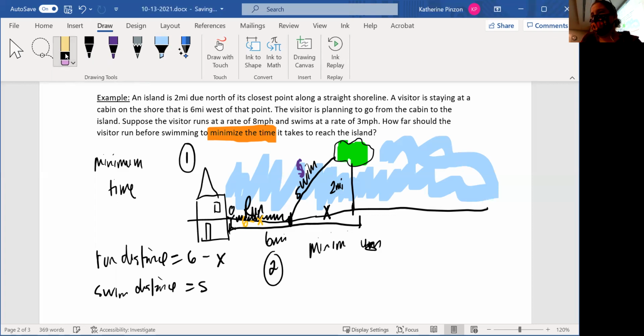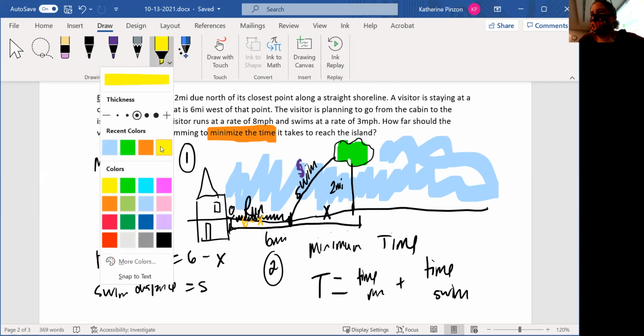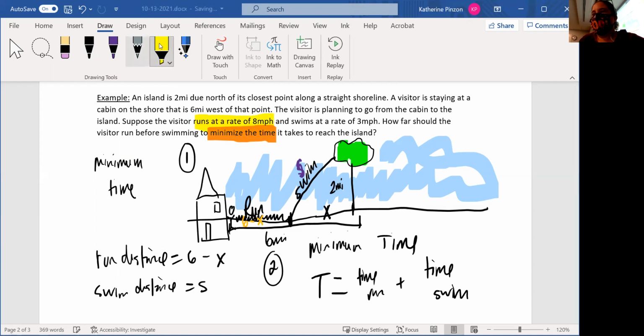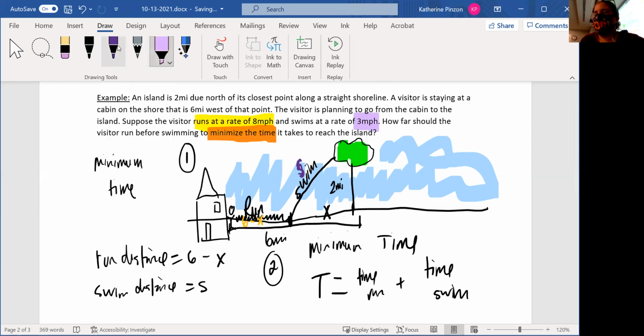Minimum, oh Lord. Time, okay, time equals, the time is going to be the time to run plus the time to swim, yeah? If I know the distance, and I know how fast they're running and swimming. Do we know how fast they're running and swimming? Yeah, they're running at 8 miles an hour and they're swimming at 3 miles per hour.